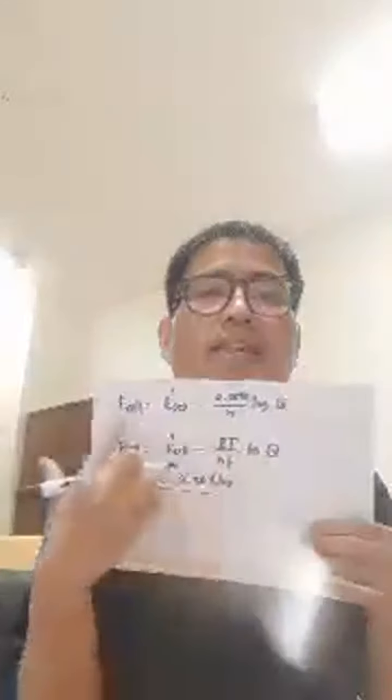So E cell is equal to E cell standard minus 0.0591 divided by n times the logarithm of Q. Now we have the other one, which is E cell equals RT over nF times ln of Q. Here ln is equal to 2.303 logarithm. Now substitute this ln equals 2.303 logarithm, and substitute the values of R, T, and let's see, it will be equal to this.